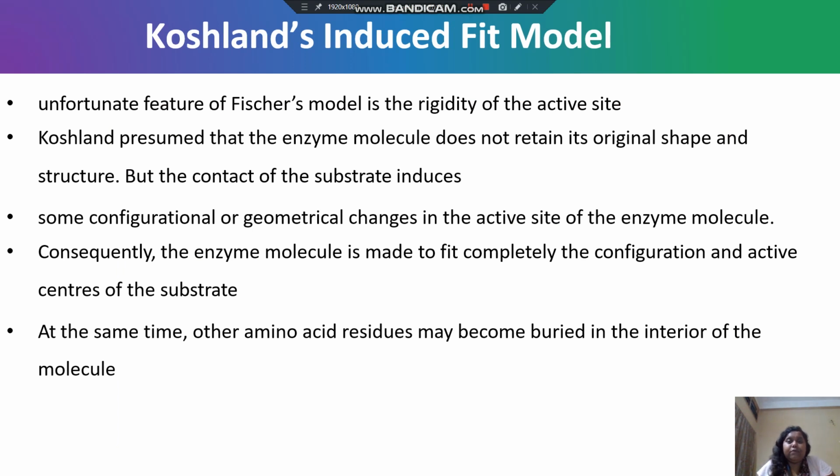Now the Koshland's induced fit model. An unfortunate feature of Fischer's model is the rigidity of the active site. So Koshland presumed that the enzyme molecule doesn't retain its original shape and structure, but the contact of the substrate induces some configurational or geometrical changes in the active site of the enzyme molecule. Consequently, the enzyme molecule is made to fit the configuration and active centers of the substrate. At the same time, other amino acid residues may become buried in the interior of the molecule.